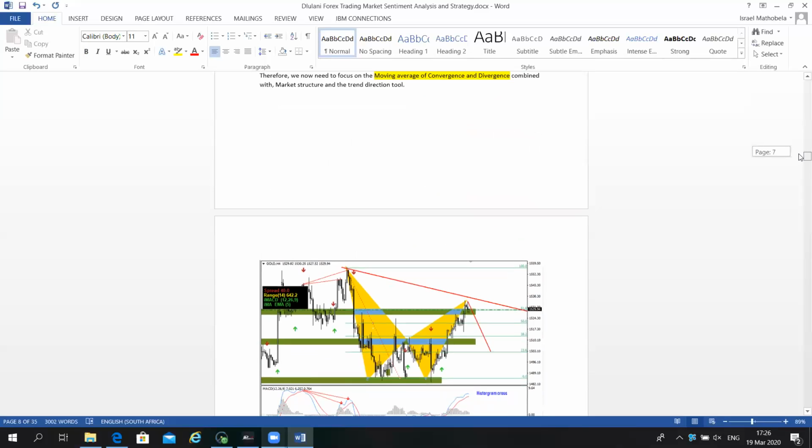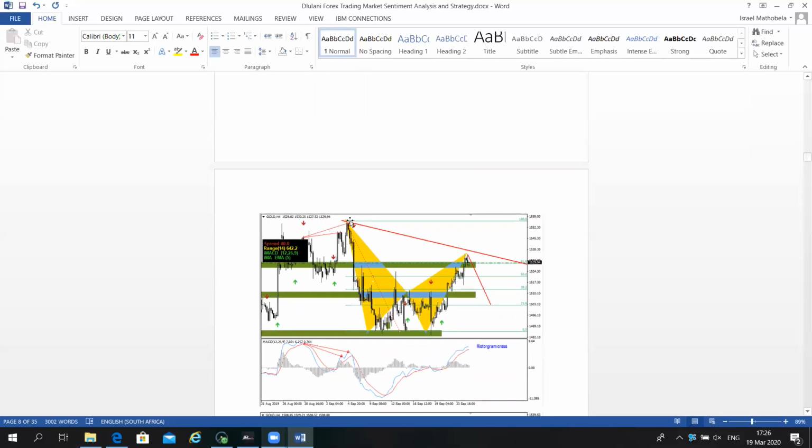So this is the software. As you can see over here, it tells us to sell gold. That is the demand zone, the take profit. Look at the MACD histogram. What does it do? Immediately, it tells you that there's a divergence.